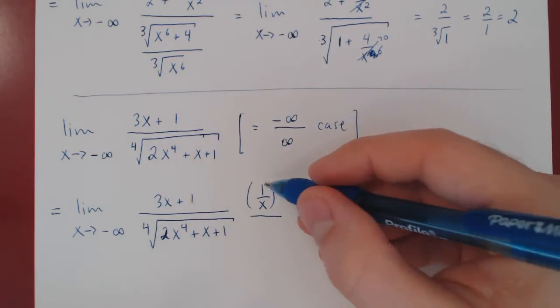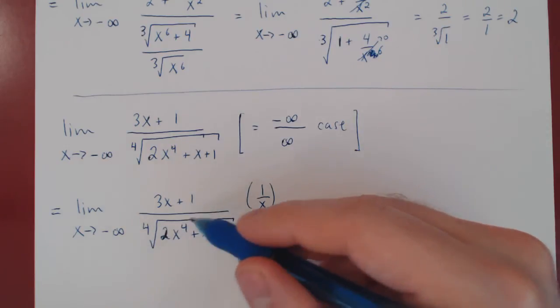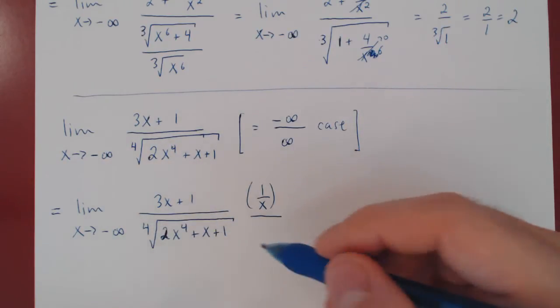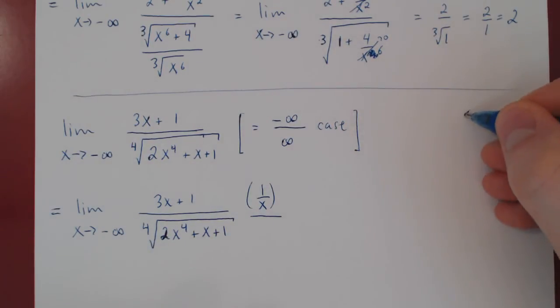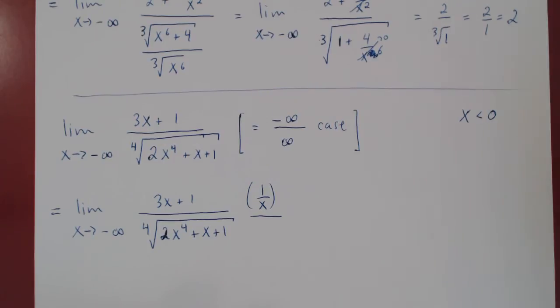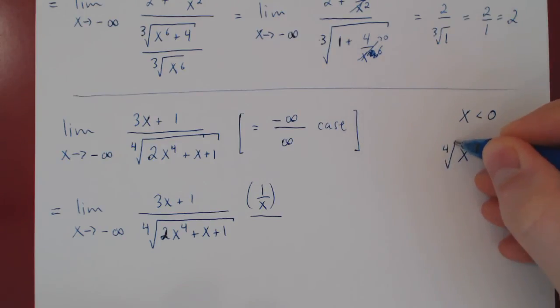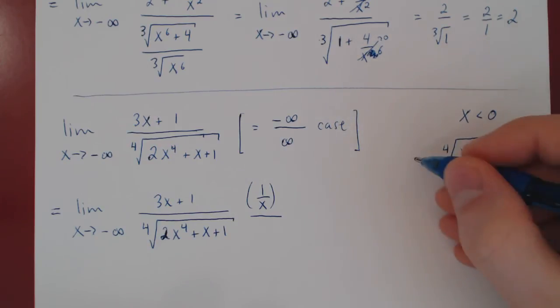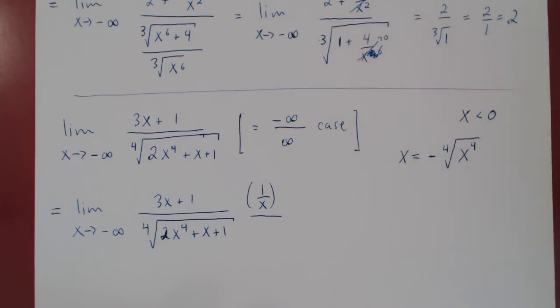We know that we would do 1 over x over 1 over x, but we want to simplify the 4th root, so we need x to be the 4th root of something. Now keep in mind x approaches negative infinity, so x is negative. And now if you take x to the 4, because 4 is even, you've killed the negative sign. Taking the 4th root back, you will get x back, but you've lost the negative sign in the process. So x is not equal to the 4th root of x to the 4, but the negative of the 4th root of x to the 4.